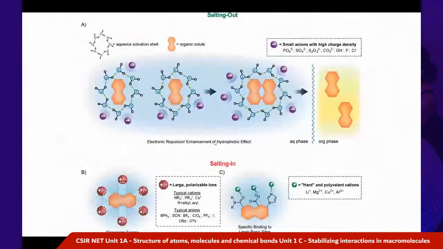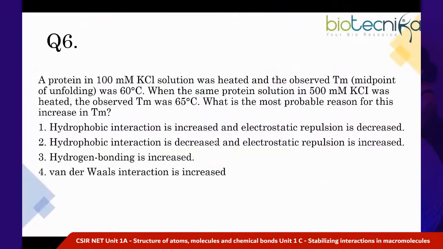Okay. All right. So a protein in 100 ml KCl was heated and observed Tm was 60 degrees. So what is Tm? Melting midpoint of unfolding. Melting over here doesn't literally mean that the molecule will melt away, like how our chocolate melts. Nothing like that. Here in biomolecules, melting means separation.